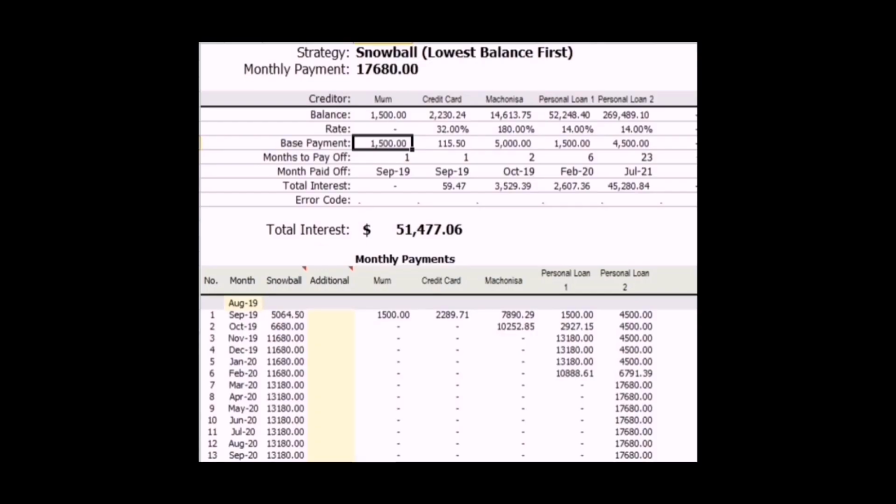Let me take you through how I applied my extra money towards my debt. Remember, my total monthly repayment was 12,615.50, and I was paying 17,680.